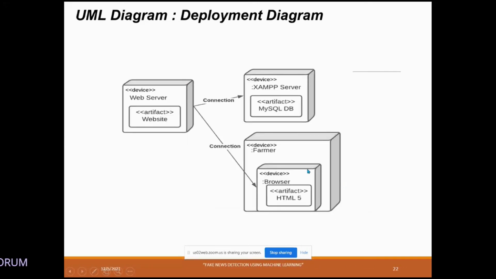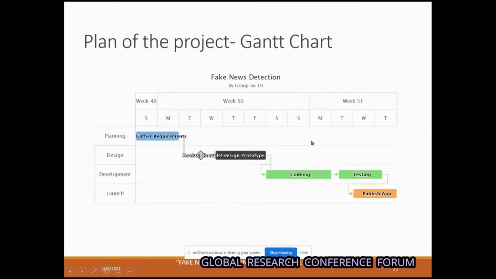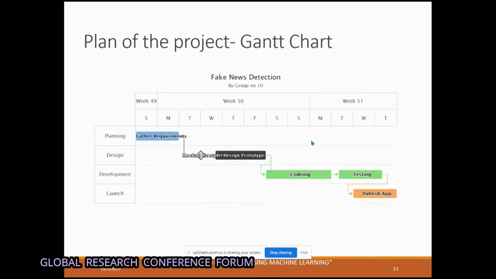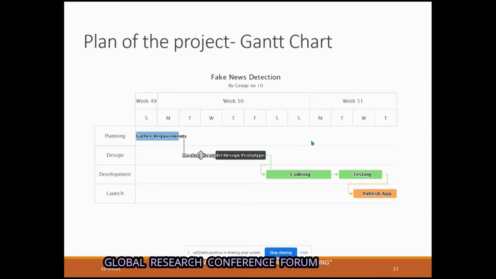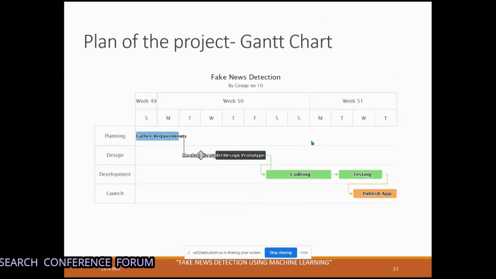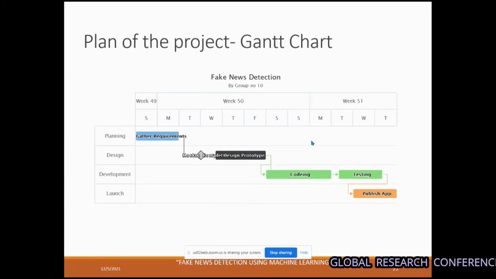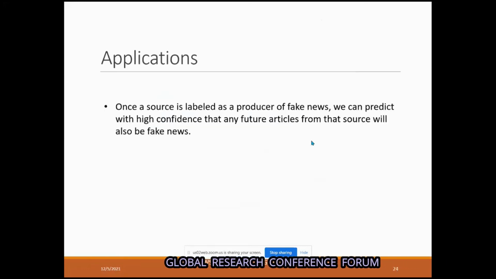This is our web server, our XAMPP server with the MySQL database, where our data is stored. This is our project plan. In our Gantt chart, gathering requirements is done, our mockup is also done, and coding is 90% done. So we are in the testing and deployment phase on our AWS servers, and then our project will be complete.